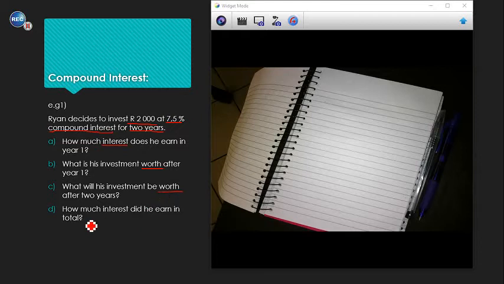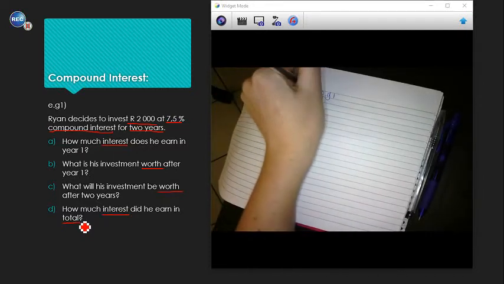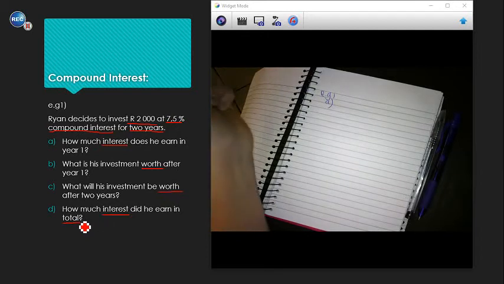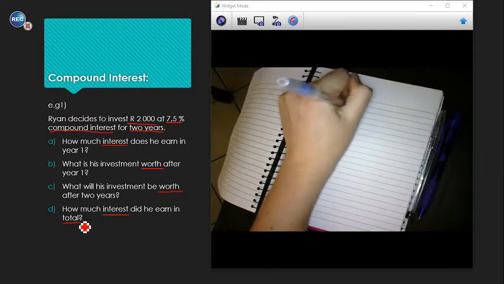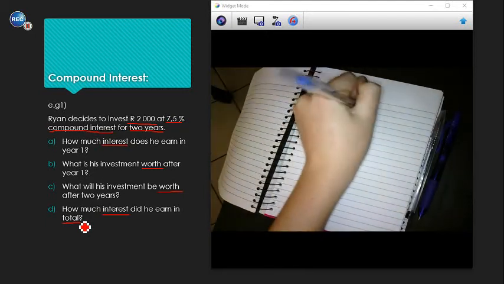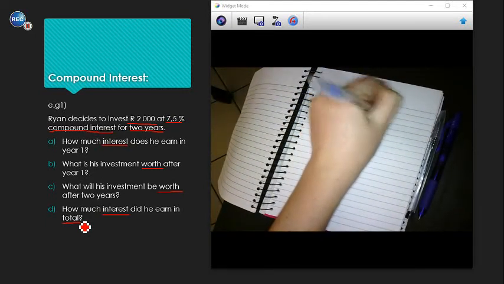And how much interest is the extra amount that he gets in total for those 2 years. So let's start. Example 1A. How much interest does he earn in year 1? So we'll take the 2,000 Rand that he invested. We will multiply that with 7.5%.